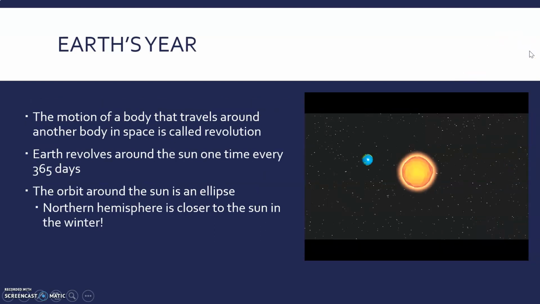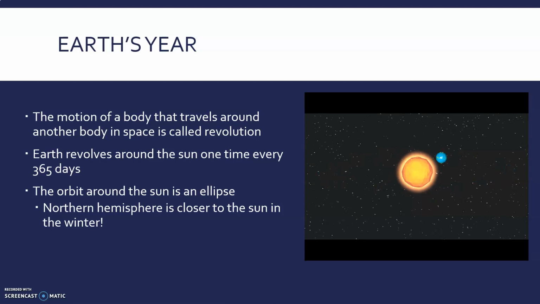All right, Earth's year. The motion of a body traveling around another body in space is called revolution. Often it's referred to as orbit as well. But revolution is what's being demonstrated in this image to the right. If you see our sun in the middle, and you see the Earth is moving around the sun. So if you were to stand in the middle of the ground and have somebody walk around you, the person walking around you would be completing a revolution or revolving.